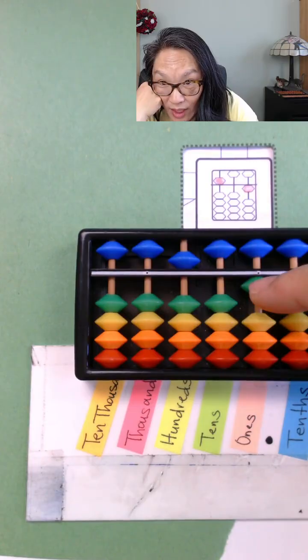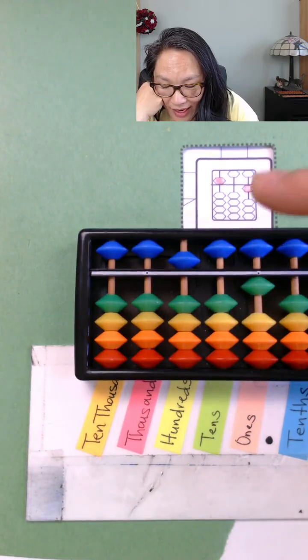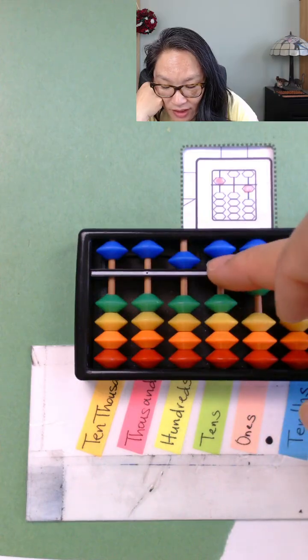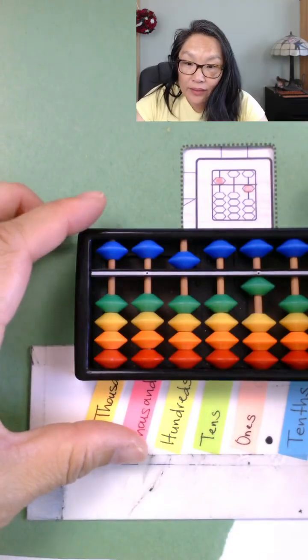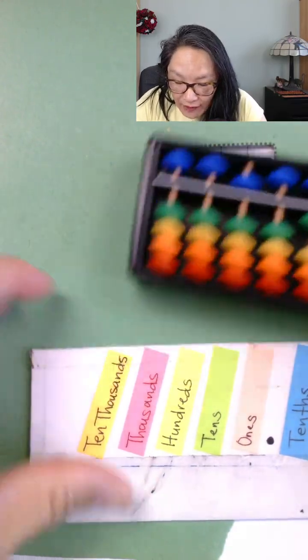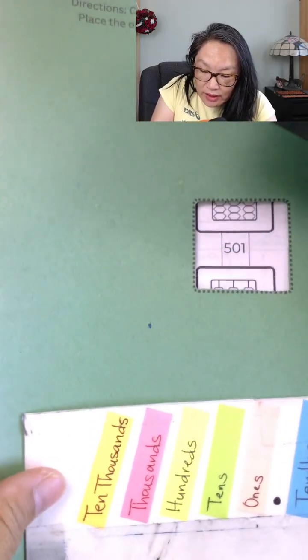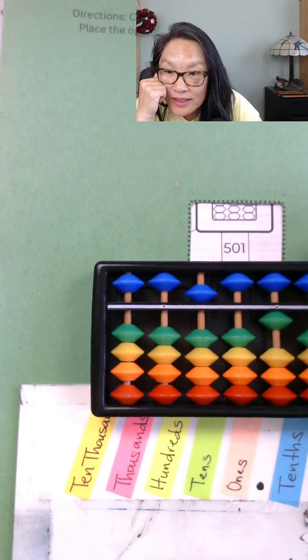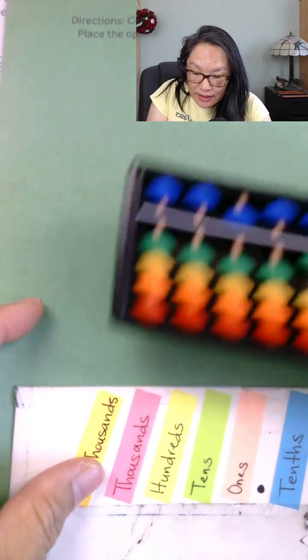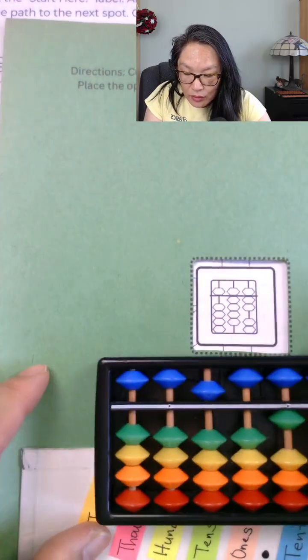When I add the 1, now I have what number? I have 501. 501. And that's what it is. We have 501. Does that make sense? Now, it takes us to our next number, which is over here.